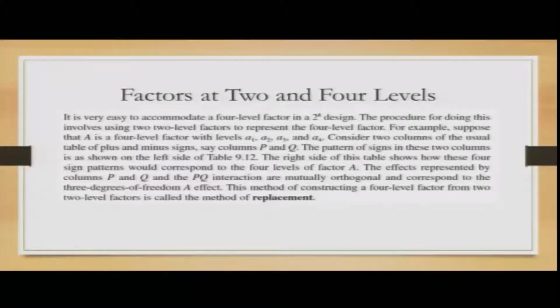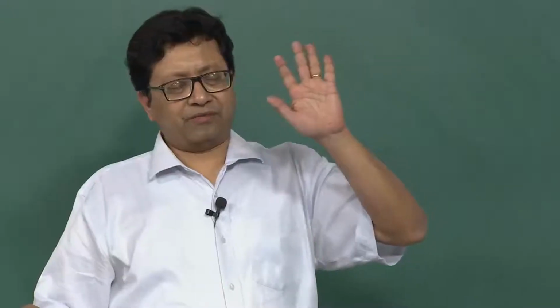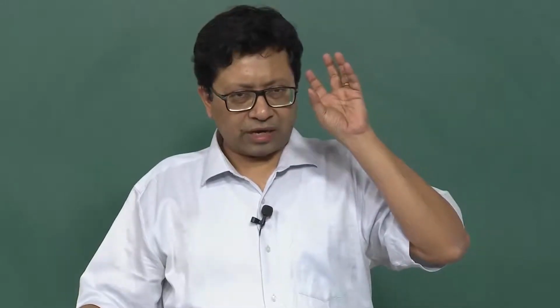Now, we consider factors at 2 and 4 levels. It is very easy to accommodate a 4-level factor in a 2 to the power k design. The procedure involves using 2-level factors to represent the 4-level factor. So what you are trying to do is change from 2 to 4, or 4 to 2, or 2 to 3, 3 to 5, or come down. That is your overall concept: you are trying to basically divide your total errors.